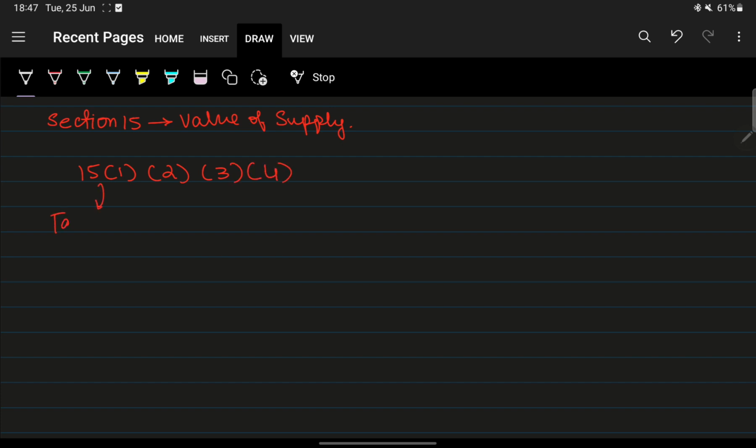15.1 talks about what the taxable value is. Subsection 2 talks about what is to be included. Section 15 subsection 3 talks about what is to be excluded. And section 15 subsection 4 talks about related party transactions, or where non-monetary consideration is paid. So this is basically an overview of the sections.